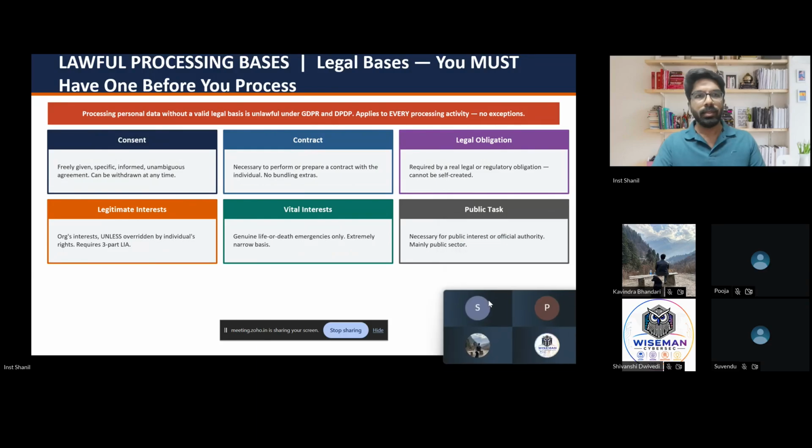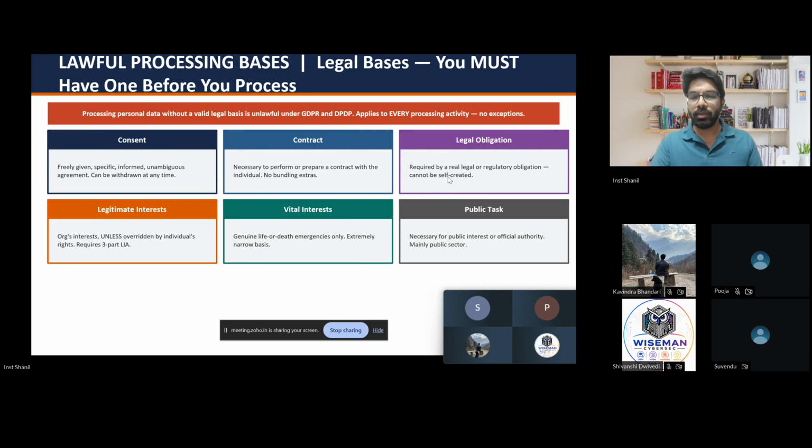All right. Now we have the lawful processing bases. These are the six bases which GDPR talks about: consent, contract, legal obligation, legitimate interest, vital interest, and public task. Consent we have already learned about. Contract: whenever you enter into a transaction with any party, you enter into a contract, right? So that is again a legal basis on which you can file a case.